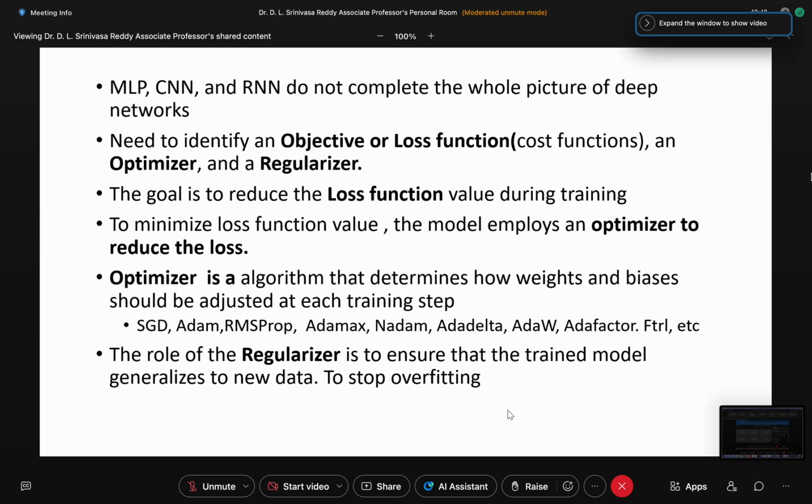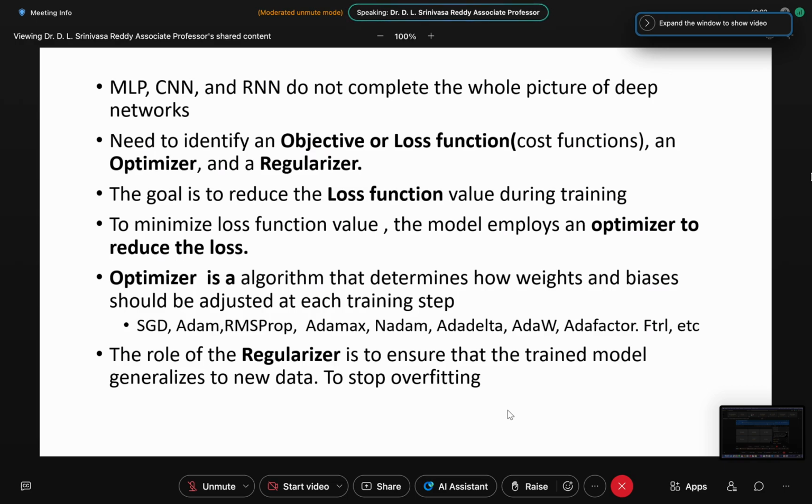There are different optimizers to help you in the updating process. There are different varieties of optimizers we use in deep learning. That is SGD, the base optimizer, then Adam, RMSprop, Adamax, Nadam, Adadelta, AdamW. There are many different varieties of optimizers for updating the weights, and you can check any one in the training process.